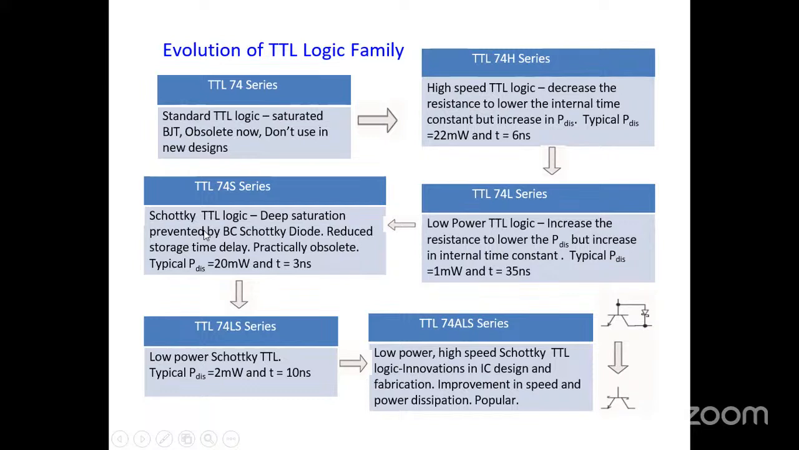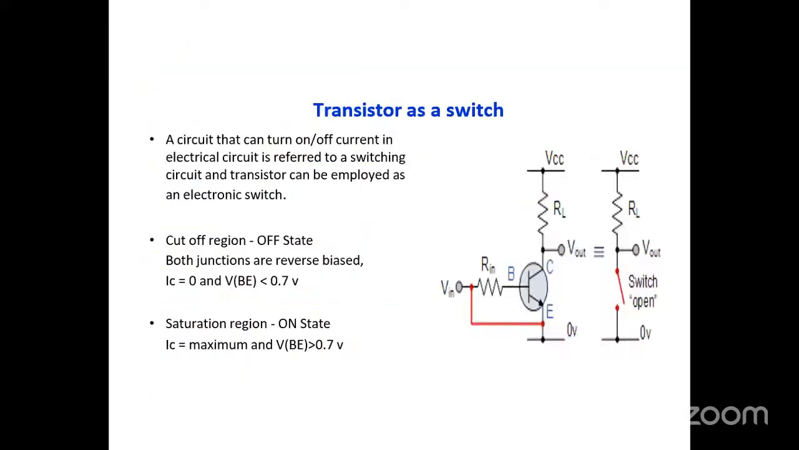So Schottky TTL logic, deep saturation prevented by a Schottky diode, reduced storage time delay, and practically obsolete. These are also not used. And low power Schottky, 2 milliwatts of dissipation, and the time taken for this is 10 nanoseconds, and TTL ALS, low power high speed Schottky TTL, logic innovations in IC design and fabrication, improvement in speed and power dissipation, is popular.